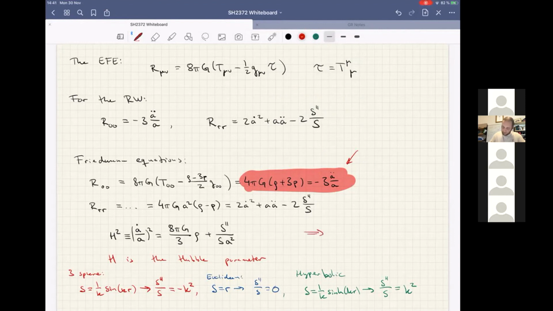So in all of the cases, we can define S double prime divided by S to be minus kappa. And using this kappa, we can describe this last Friedmann equation by just replacing S double prime divided by S by kappa. In that way, we describe either of those three cases.